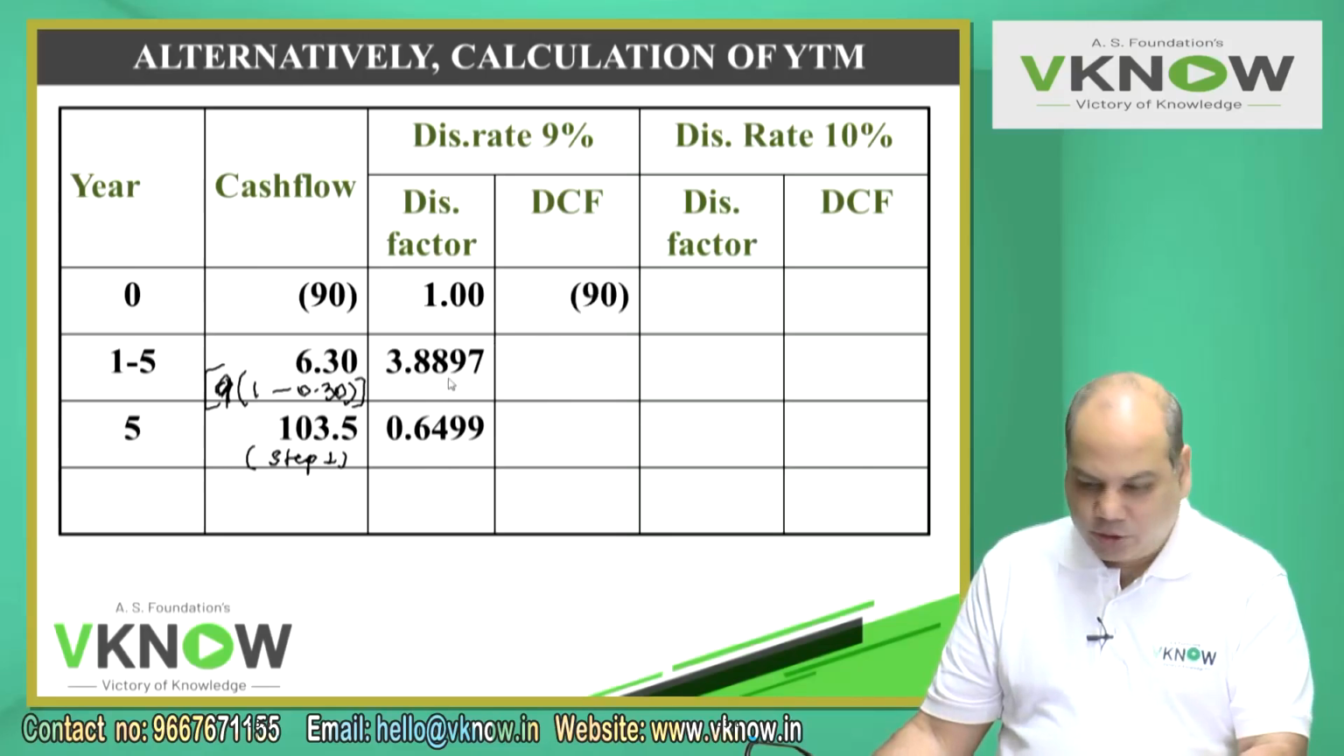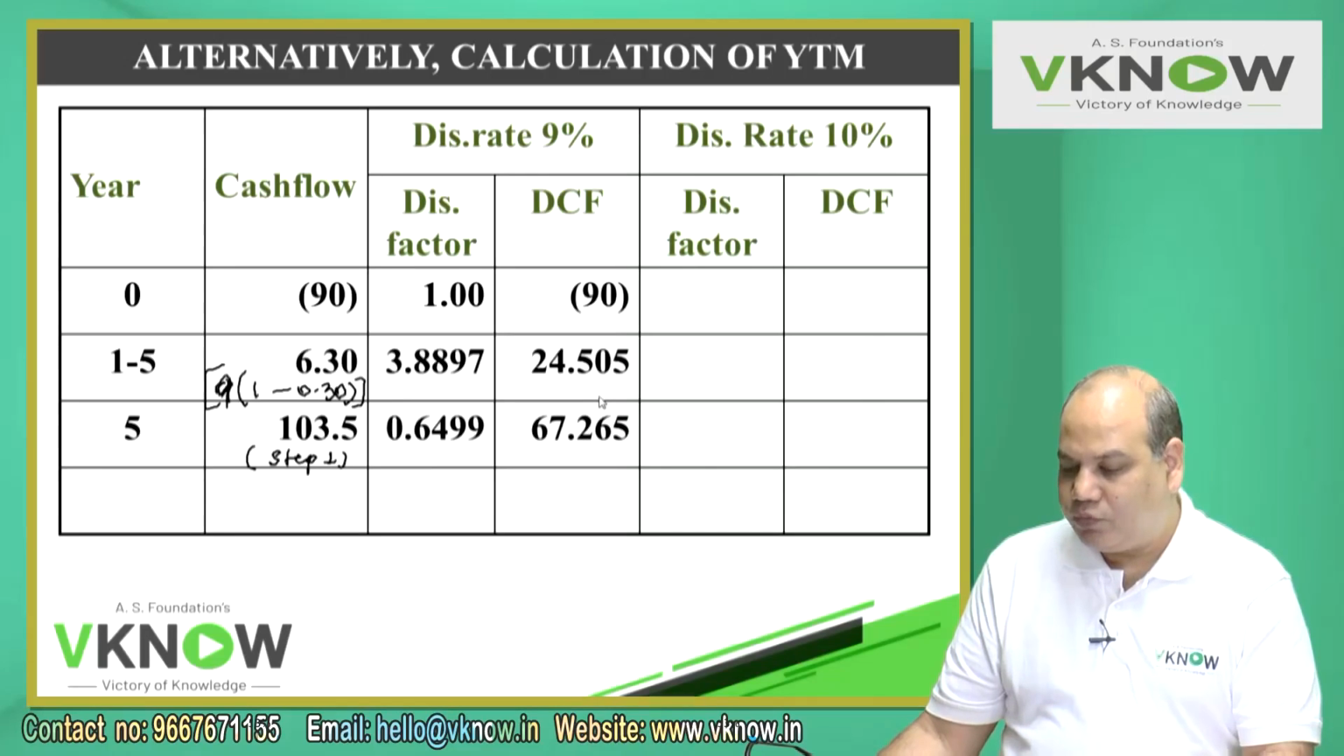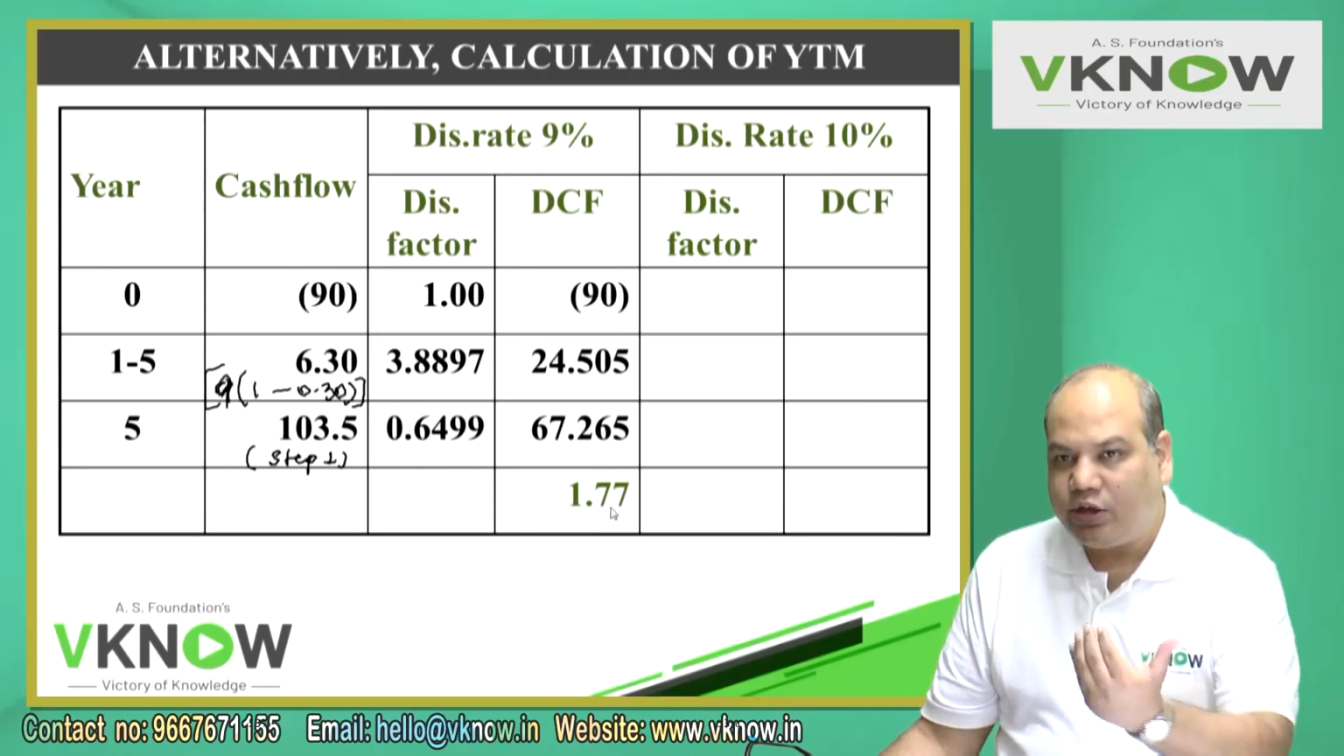6.30 into 3.8897, 24.505, 67.265. First take the total of these two positive numbers minus 90. What is the answer? It is 1.77. At 9% discount rate, we are getting a positive NPV of 1.77, which means I have to increase the discount rate.